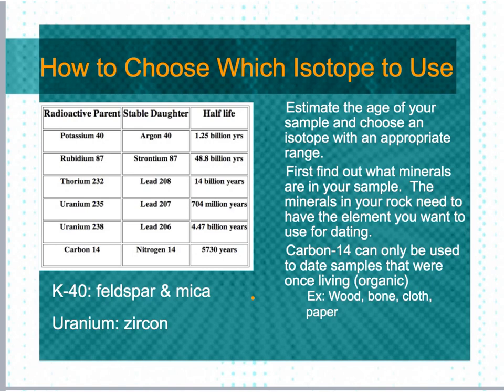Okay, so how to choose which isotope. I kind of already talked about this, so I'm not going to spend too much time on this slide, but you want to estimate the age of your sample. So if you think it's something that's really, really old, maybe as old as the Earth, then you would want to use potassium-40.